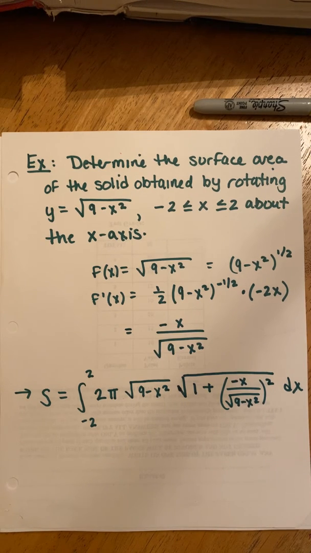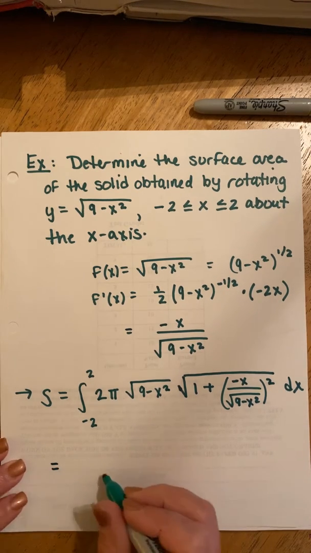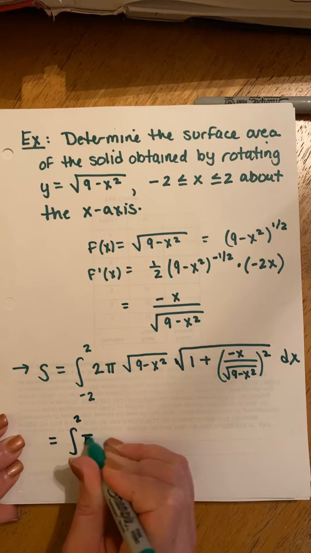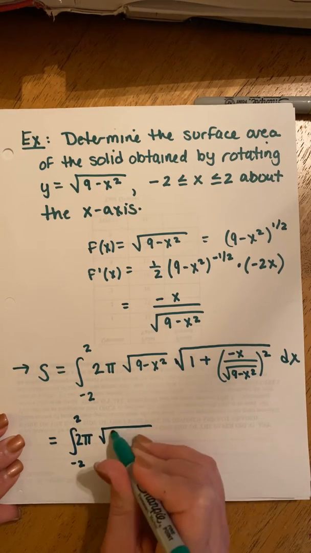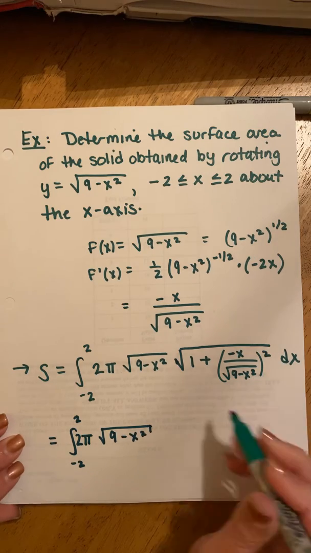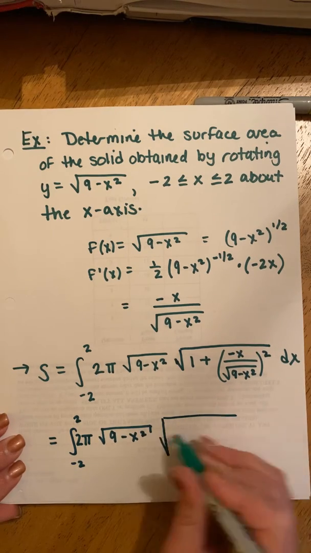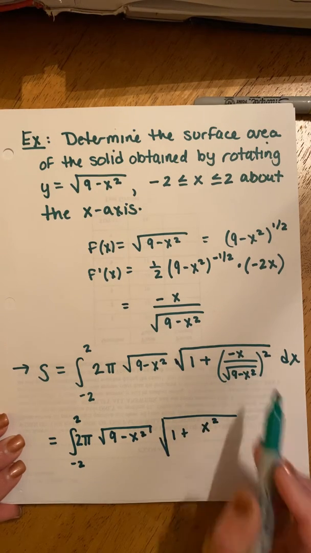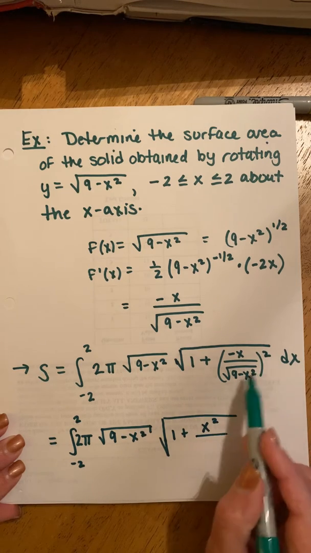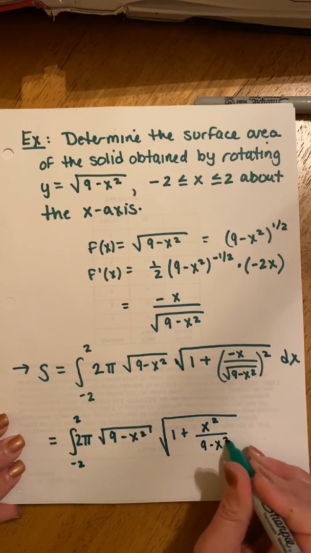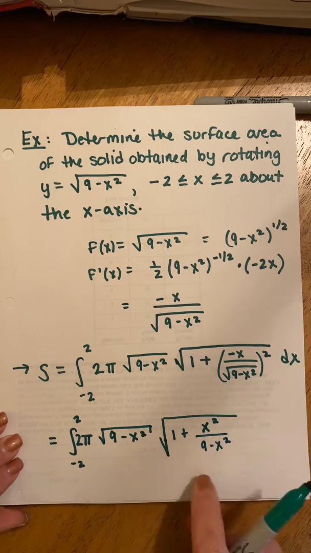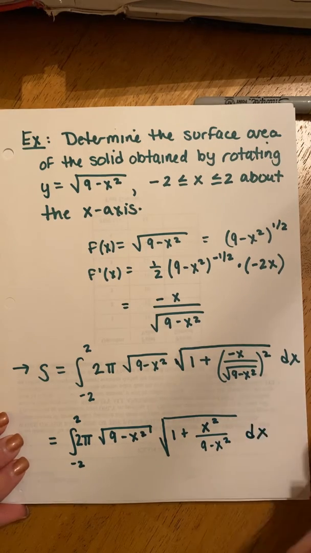All right, so we've got to clean this up. My guess is this is going to come out nicer than we expect. They typically do, although it might take some tricky algebra. So I'm going to integrate this from -2 to 2 pi square root of 9 minus x squared. I'm going to do 1 plus negative x squared, which is x squared, because negative x times negative x would be positive x squared. And then we square the 9 minus x squared, right? Then we find a common denominator so we can add the fractions under the radical.